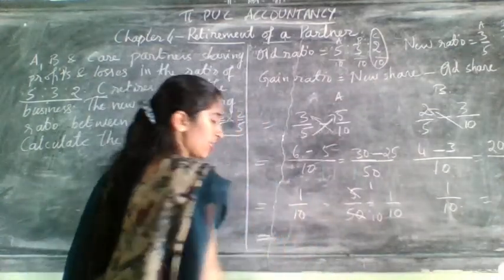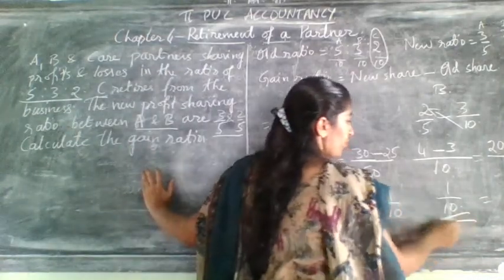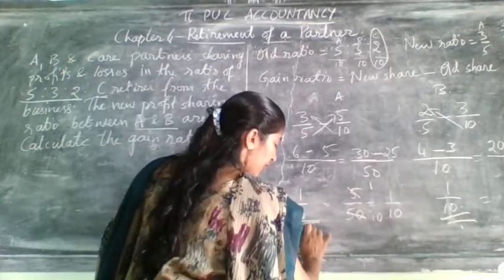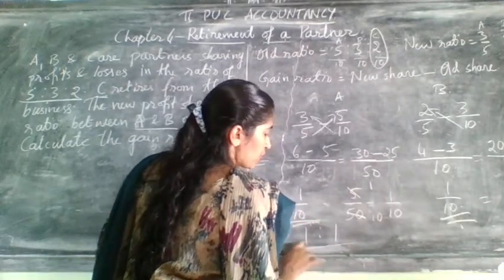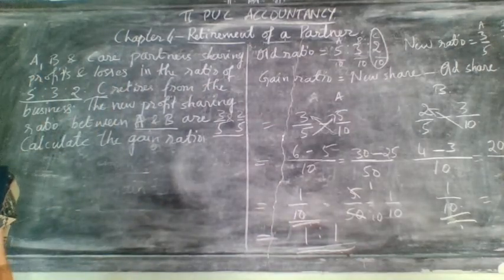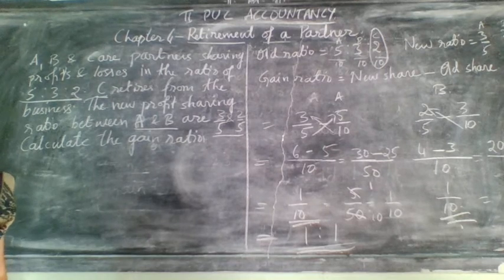So their gain ratio, now how much did it become? It became 1 by 10 and 1 by 10. That is 1 by 10 and 1 by 10 means 1:1. 1:1 is their gain ratio. Gain ratio of whom? Gain ratio of A and B. So write this problem in your notes.